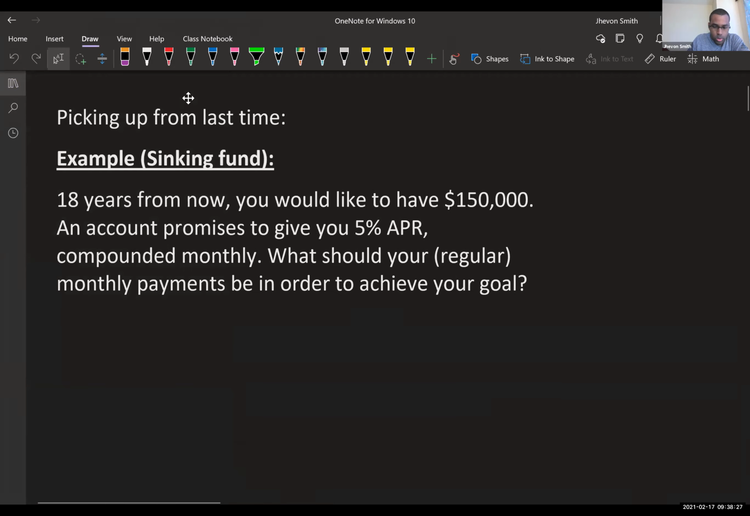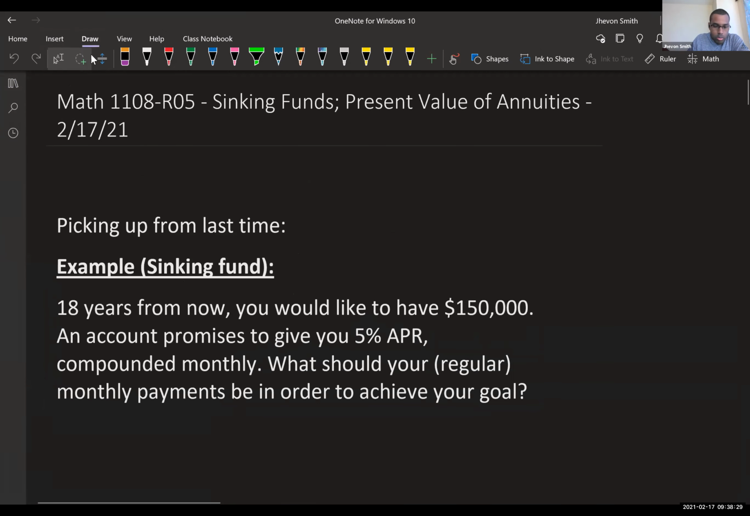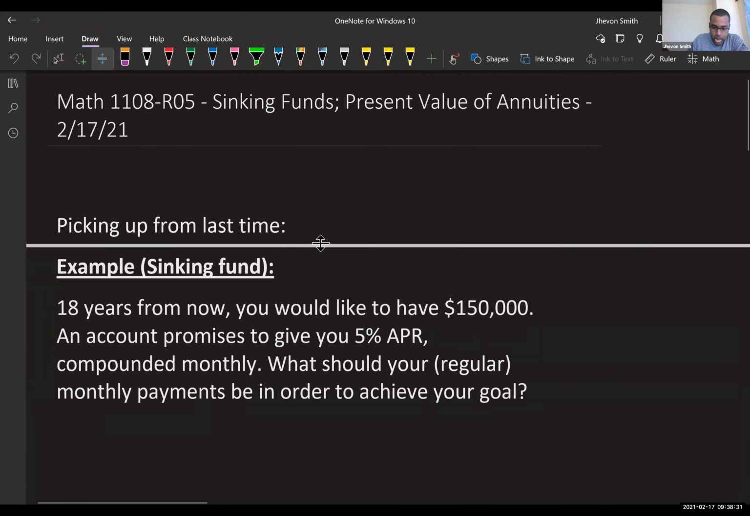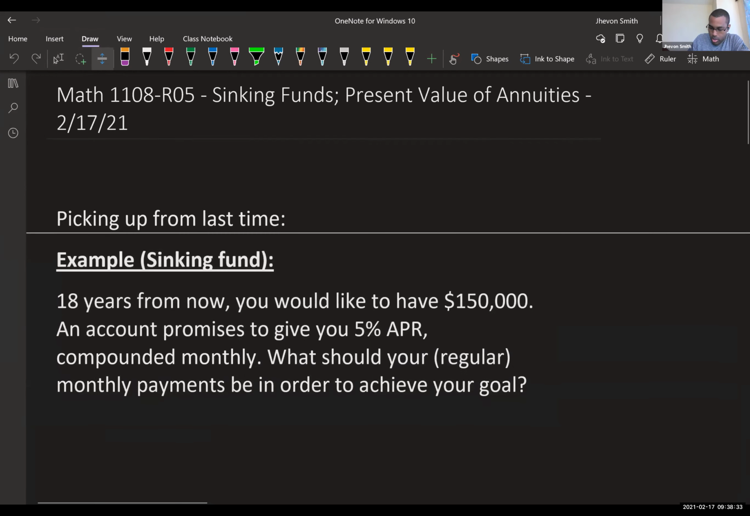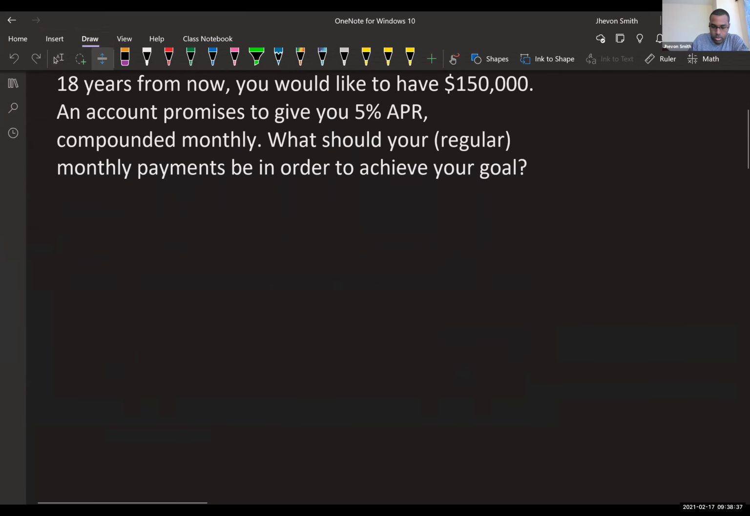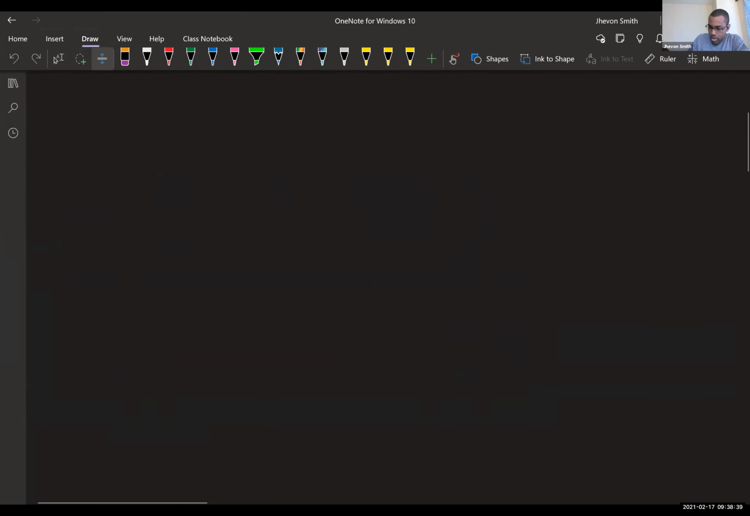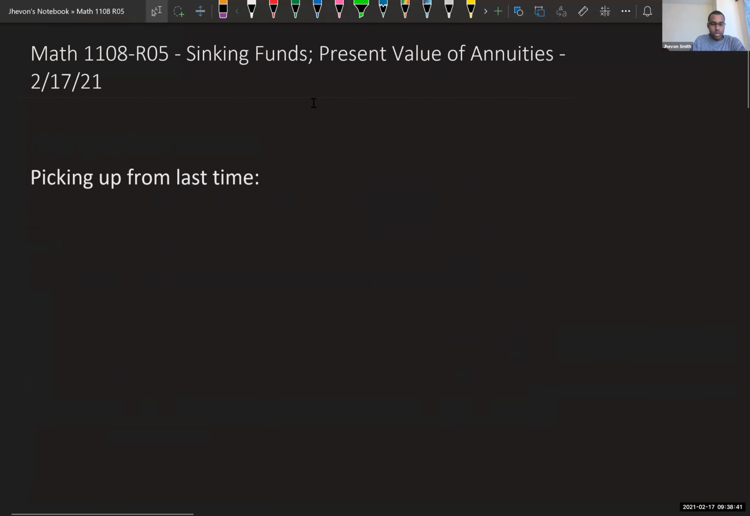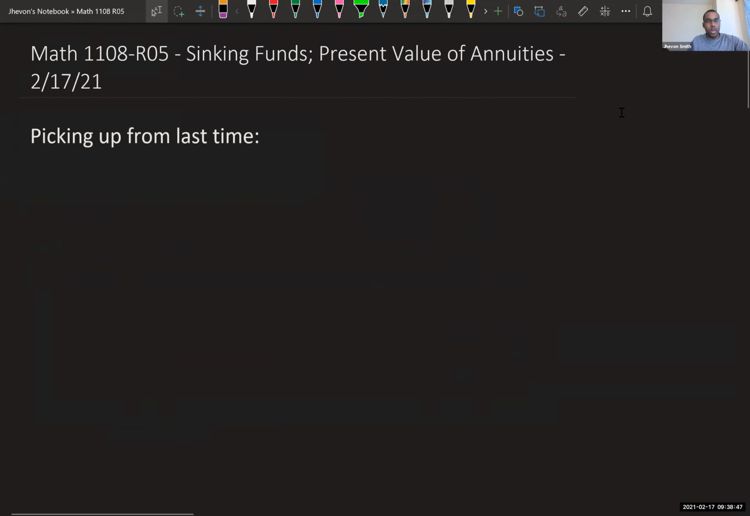Let's move to that. But as mentioned, I probably should tell you, for the sake of being thorough, what sinking funds are, etc. So picking up from last time, let's jump into it. Sinking fund. Start with that definition.